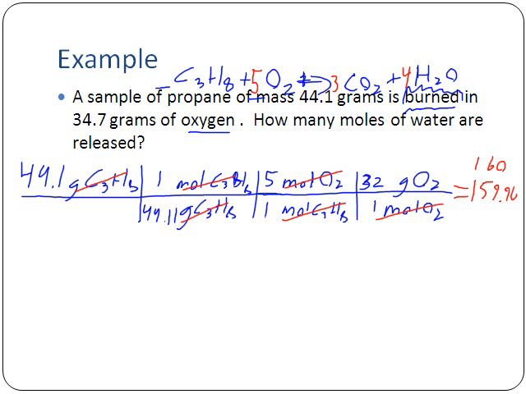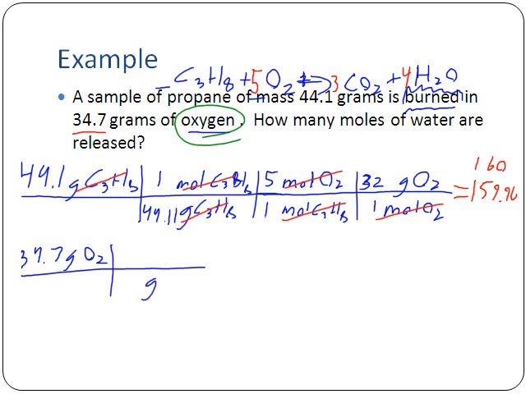Do I have 160 grams of oxygen? Absolutely not. I don't have 160 of oxygen. And so since I don't have enough oxygen for this to work, the limiting reagent must be oxygen. That means that when I set up this next one, I'm going to start with 34.7 grams of oxygen because it's the limiting reagent. So let's set that up. We start off with 34.7 grams of O2.